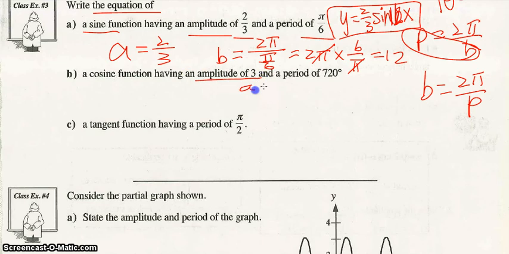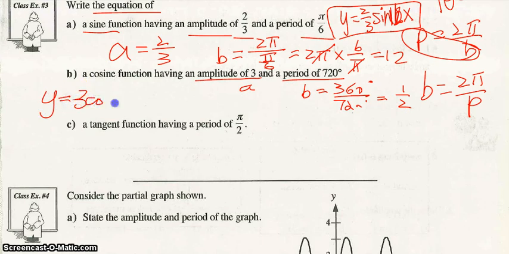Amplitude is 3, that's my A. Period is 720. So my B is, if you work with degrees, 360 degrees over the period, which gives me one half. So the answer is a cosine function, A cosine Bx.